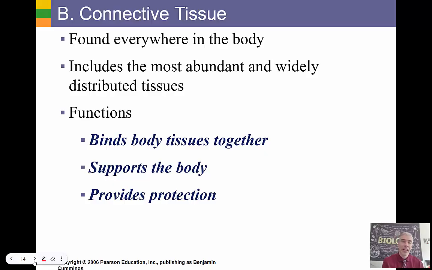Now we're getting into connective tissue. This is the second major tissue type. So again, kind of like separate all the tissues we talked about previously, and now this is a different type right here. These are found everywhere and widely distributed in the body. The job of connective tissue is to bind tissues together, so like hold them in place. They help to support your body. They provide protection.